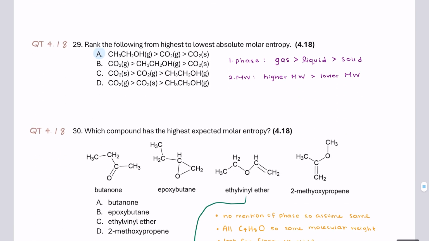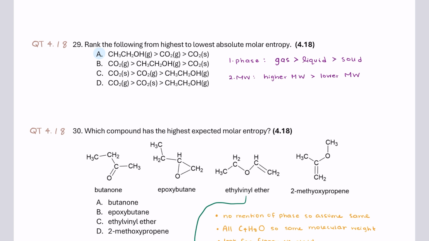The next problem says, rank the following from highest to lowest absolute molar entropy. To rank substances by their absolute molar entropy for this problem, we need to consider 2 key factors we discussed in lecture, and that's physical state and molecular complexity or molar mass. First, let's talk about physical state. Entropy increases with molecular freedom. So gases have the highest entropy, followed by liquids, and then solids, which have the least molecular motion, and hence the lowest entropy.